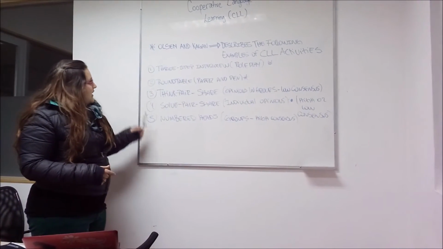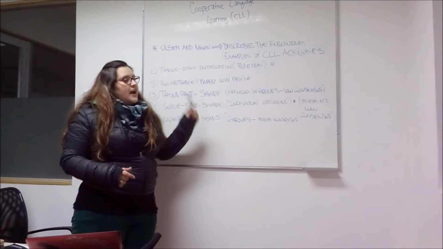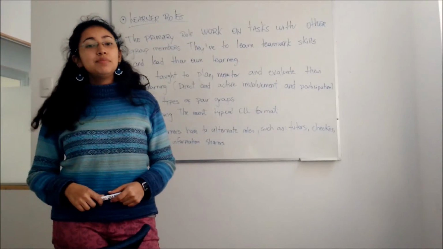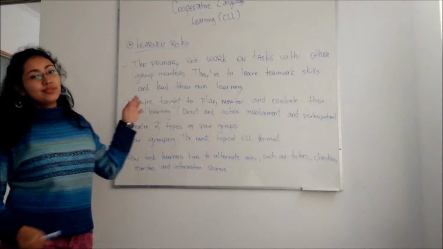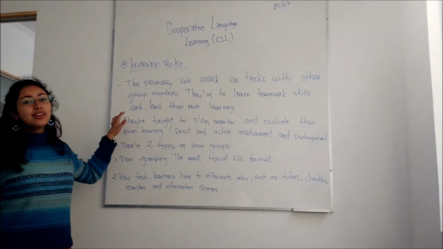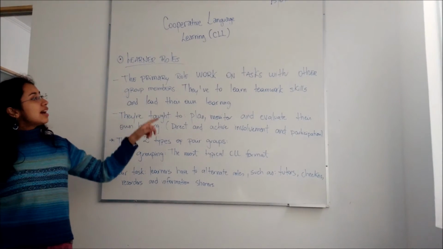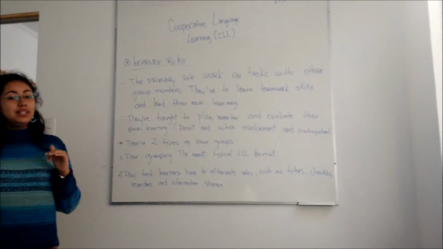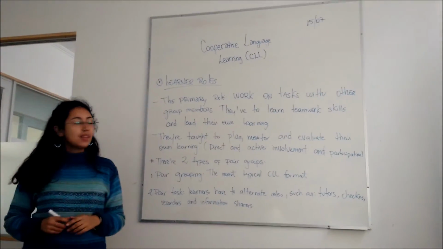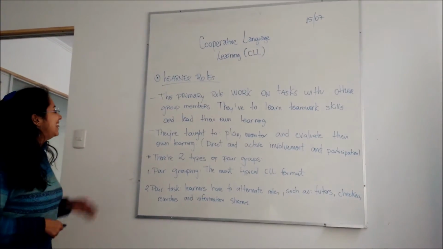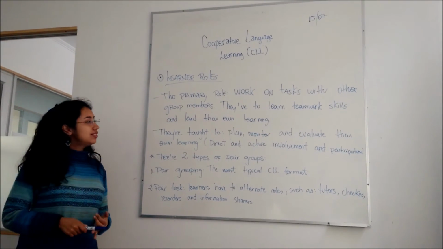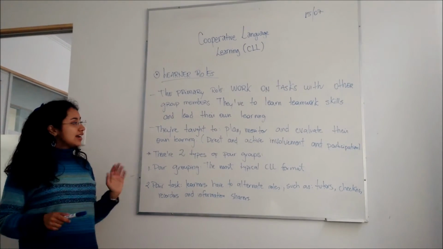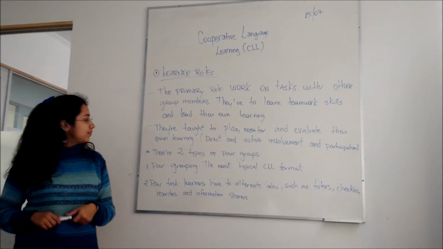Those are the 5 described activities of cooperative language learning. Let's move on to another topic, learner roles. The primary role of learners is to work on tasks with other group members. Also, they have to learn teamwork skills and lead their own learning. Apart from that, they are taught to plan, monitor, and evaluate their own learning. So it involves direct and active involvement and participation.